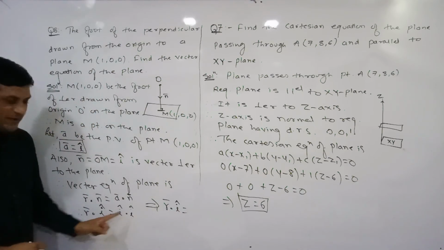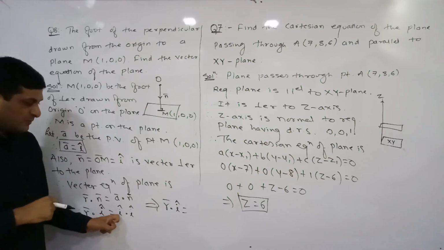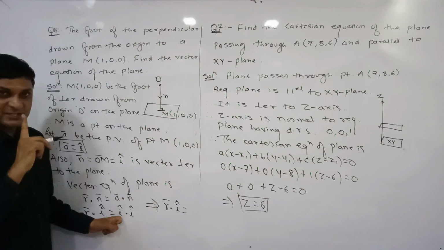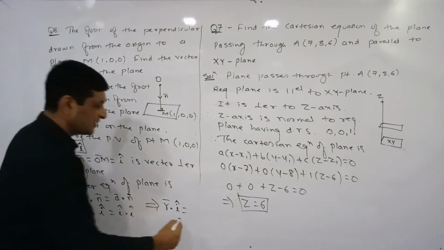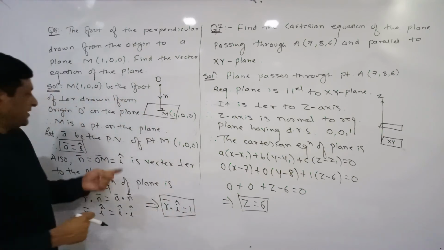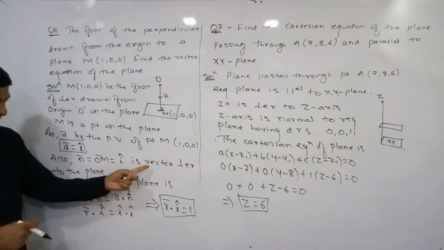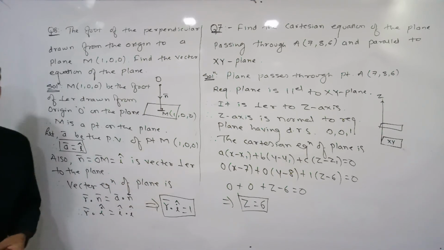the dot product of two vectors. The dot product of the same vector is equal to the square of its magnitude, but i cap is a unit vector, so its magnitude is 1. So the square of the magnitude means the square of 1, which will be equal to 1. In this way we have got the required vector equation of plane, the vector equation of the required plane.